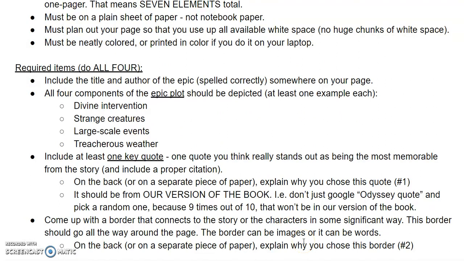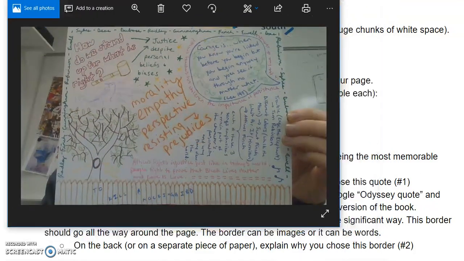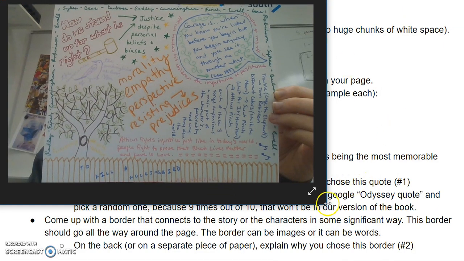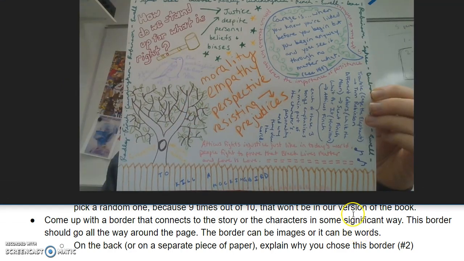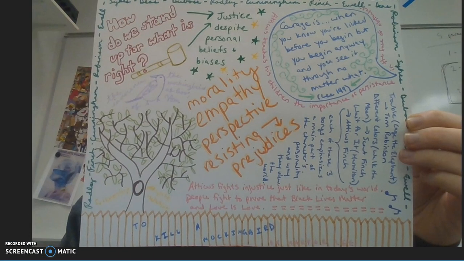We didn't do these for the Odyssey last year, but I did have my students do them for To Kill a Mockingbird, and I think they found it very helpful. This is my To Kill a Mockingbird example. I can try to make this bigger. There we go. And I have this on my bulletin board if you want to take a look at it. It's right behind my desk. But this is what it'll look like.